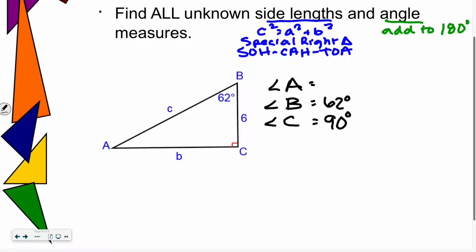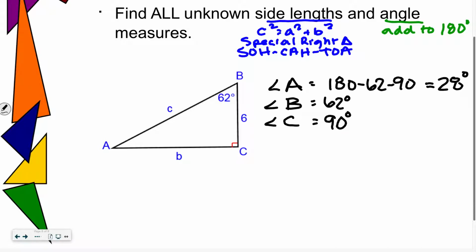How'd you get 28? Subtract those 2 angles from 180. So I'm going to say 180 minus 62 minus 90, or you can just do 90 minus 62 because the 2 acute angles have to be complementary. That's one of your theorems from geometry. But you should get 28 either way. Okay, good. So now we have all 3 angles.